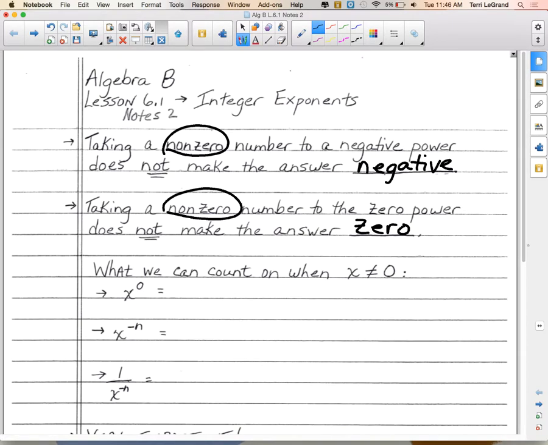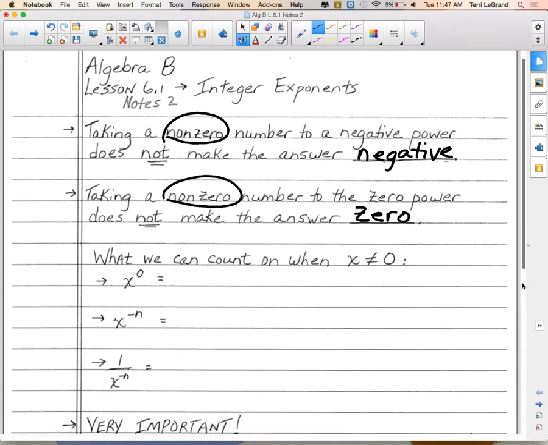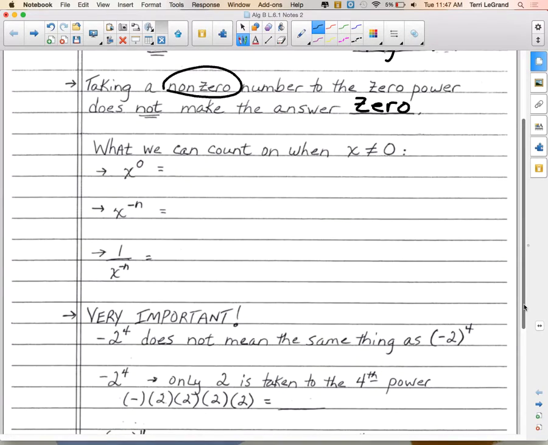0 can't be the base. When 0 is not the base, what can we count on? The answer does not become negative because it's a negative power. The answer does not become 0 because it's a 0 power. Don't be misled and let that happen, and trust me, you will sometimes. Here's what we can count on when our base, x, is not 0. X to the 0 power, when x does not equal 0, will always equal what? 1. We don't even care what x is.